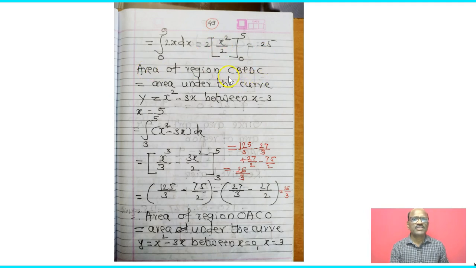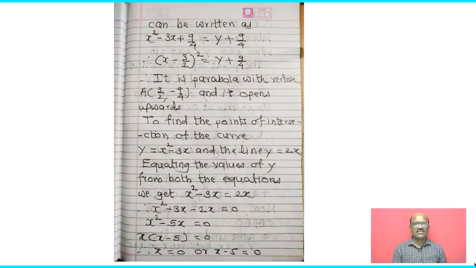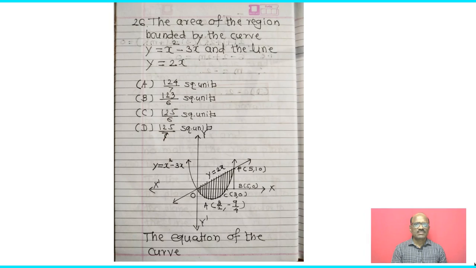The area of the region CBPDC, that is the area under the curve y equals x square minus 3x between x equals 3 and x equals 5. Its area is like this. This is the area, x equals 3 to x equals 5, that is the area below this parabola. We subtract it.